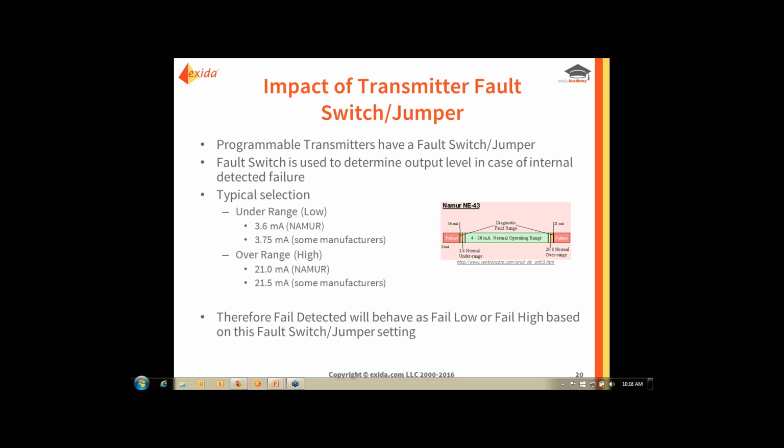But what we can see here is that if we set that jumper to, let's say, overrange, then my fail detected failures will be driven to, let's say, 21 milliamps. So it will behave similar to a fail high failure. If that jumper or switch is set to drive it under range or low, those fail detected failures that we talked about earlier will behave the same as fail low failures. So the actual configuration of the transmitter impacts how the failure rates for that transmitter are classified.